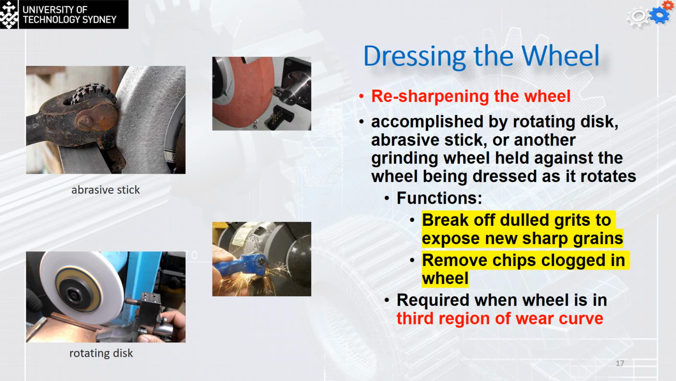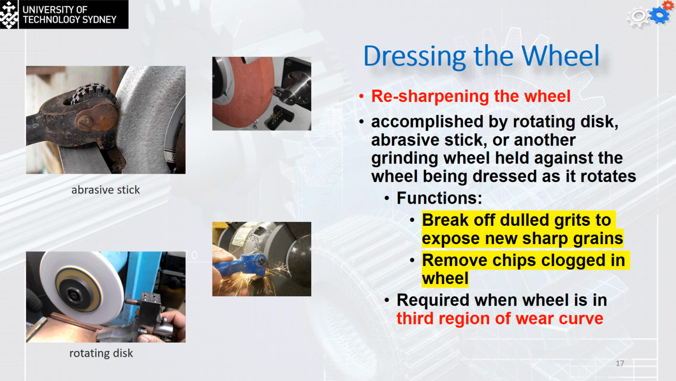So it's accomplished by a rotating disc, an abrasive stick, or another grinding wheel held against the wheel being dressed as it rotates. So it's either going to be done by the rotating disc, an abrasive stick, or by having another abrasive wheel rotating in the opposite direction. The function of dressing is to break off the dull grains to expose new sharp grains and remove the chips clogged in the wheel.